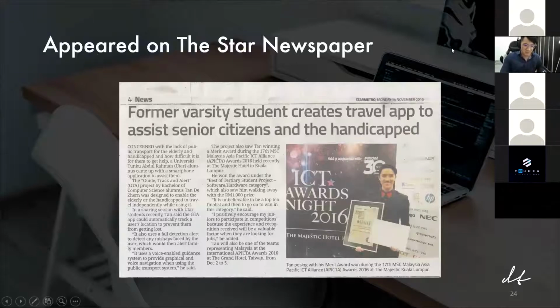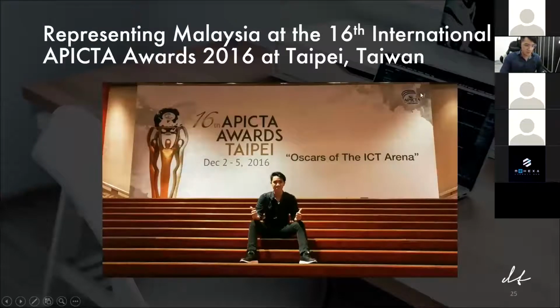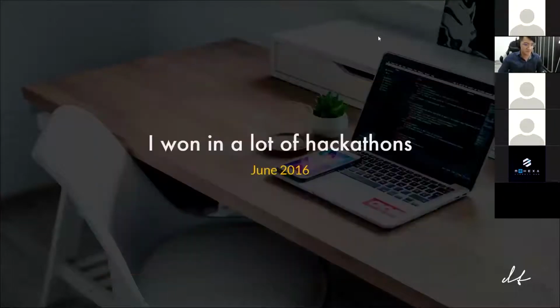So if you want to see this, you can search my name in The Star online. You can actually find this article itself too. And here's a picture of me in Taipei, Taiwan, representing Malaysia at the APICTA Awards. So over here, I competed with like, I think 25 to 30 other countries worldwide in this category. Unfortunately, I didn't win because other teams were just way stronger than me.